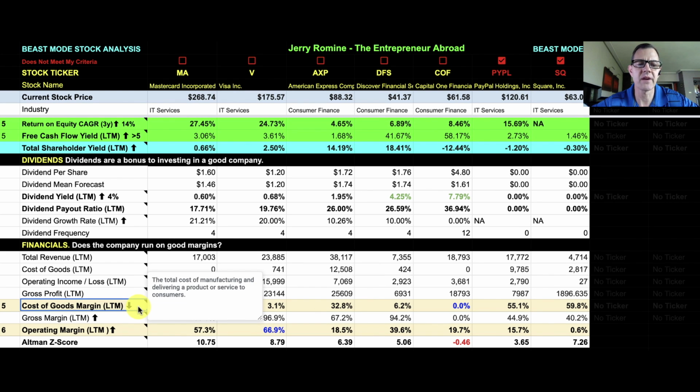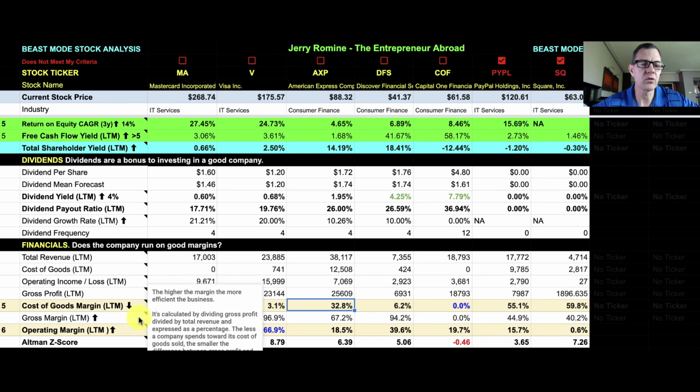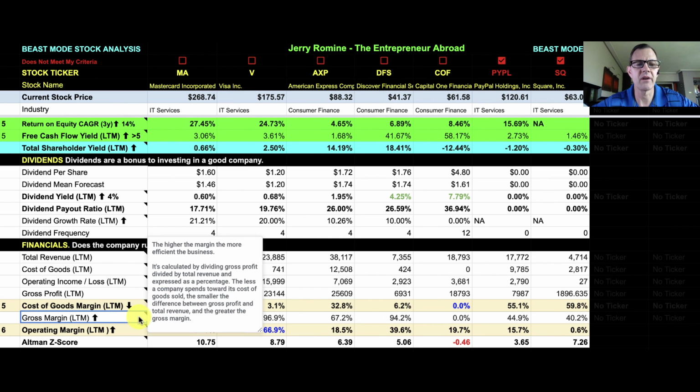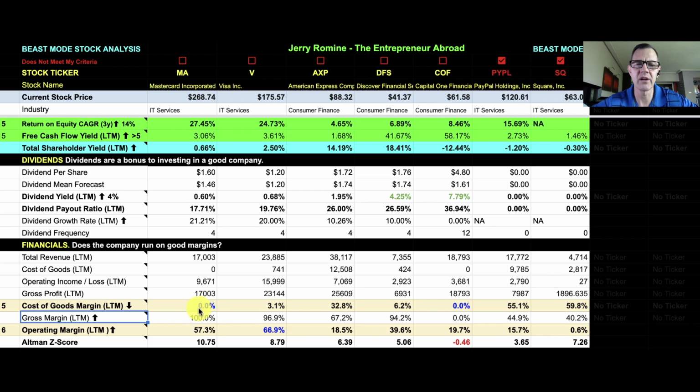The cost of goods margin is one that I like to look at, and this is the total cost of manufacturing and delivering a product or service to consumers, and the lower the number, the better. The gross margin, the higher the number, the better. The gross margin is calculated by dividing gross profit by the total revenue and expressed as a percentage. The less a company spends towards its cost of goods sold, the smaller the difference between gross profit and total revenue, and the greater the gross margin. So we want the highest number possible here. And Visa's coming in really nice at 96.9. Gross margin for MasterCard is 100, everybody's looking pretty strong here.